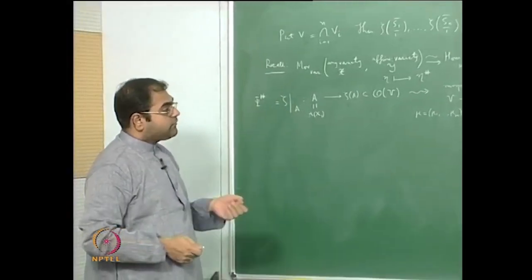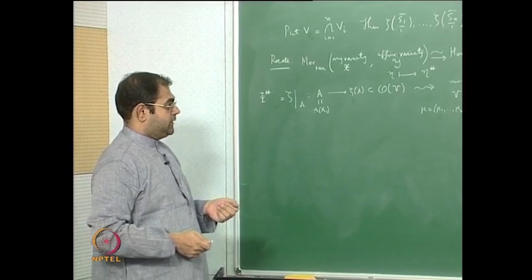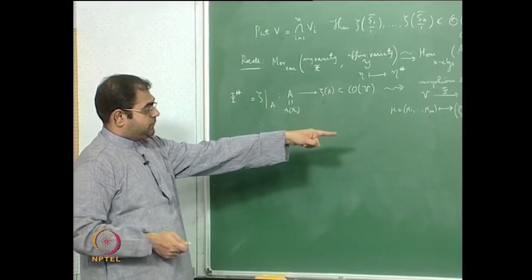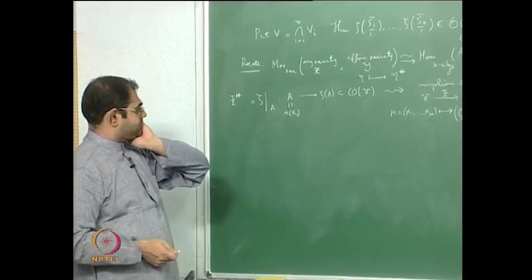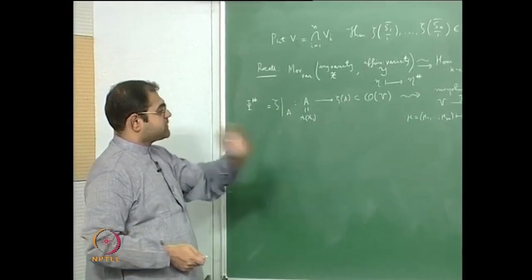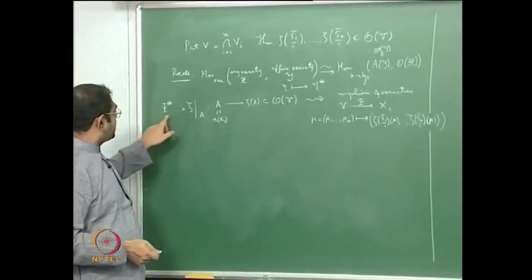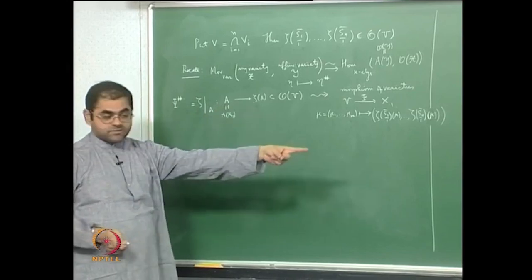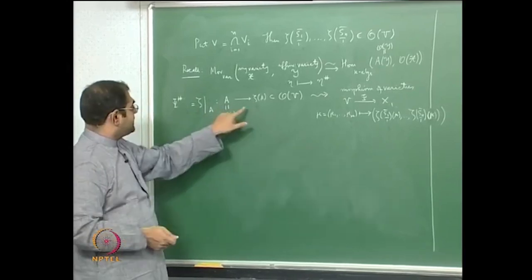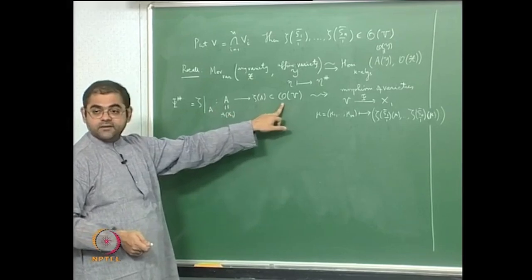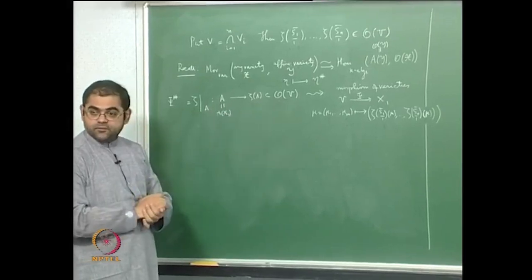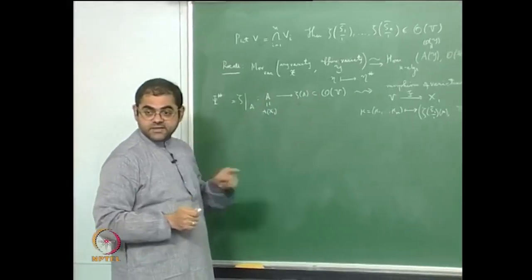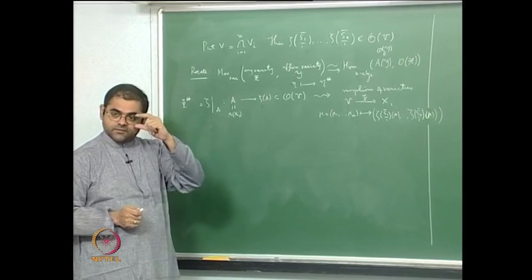And moreover, what you must remember is that this psi induces psi hash is zeta, and mind you, this zeta is part of an isomorphism at the quotient field level. This zeta from A to OV, if I go to the quotient field level, it is an isomorphism. Zeta is an isomorphism at the quotient field level. That is something that you should not forget, all right.